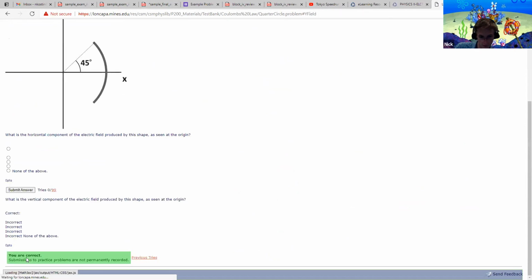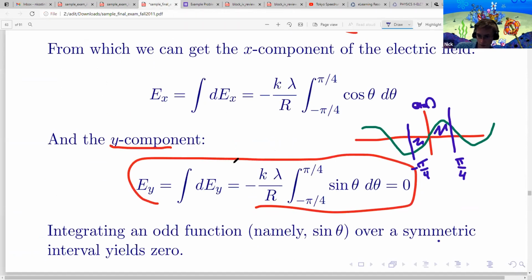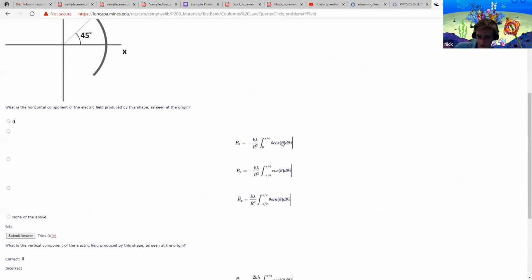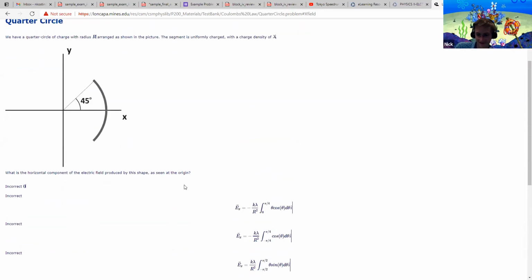Let's see if that's correct. It is. Now let's figure out what the horizontal component is, or let's match it to one of these answers. The horizontal component is going to be negative k lambda over r, the integral from negative pi over 4 to pi over 4 of cosine of theta d theta. I don't think that's any of these, because this one's closed, but it has an r squared. This one has a theta in front, and so does this one. So none of the above. It's always frustrating when problems don't give you the right answer because you don't know if you did them wrong or right.